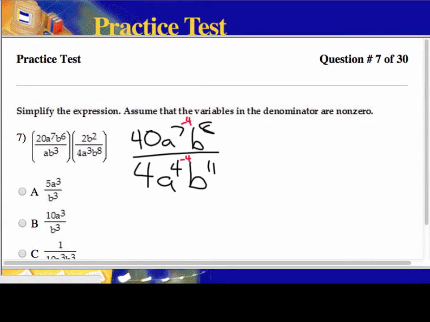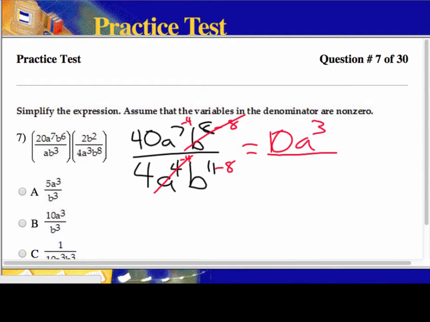What's bigger, 8 or 11? So I'm going to have some left on the bottom here. So if I minus 8 here, minus 8 here. What's 40 divided by 4? Yeah, so it'd be 10 over 1. We don't need to write the 1. So I've got 10. So this cancels and this cancels.